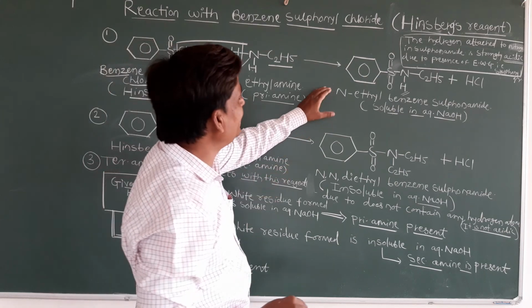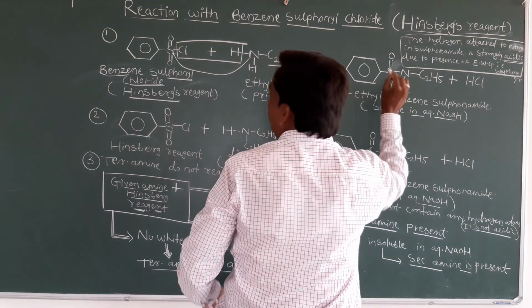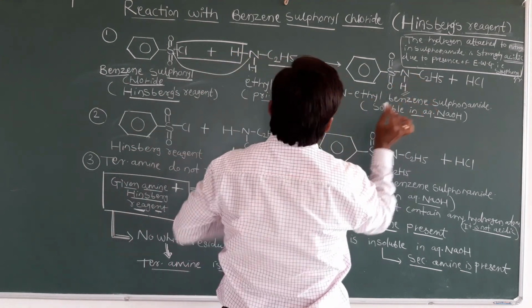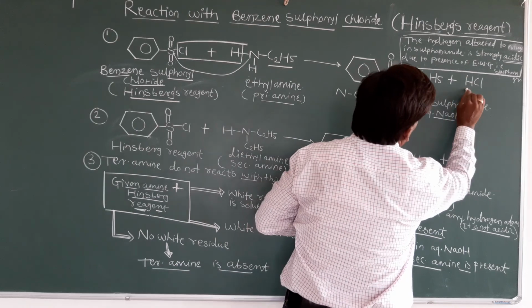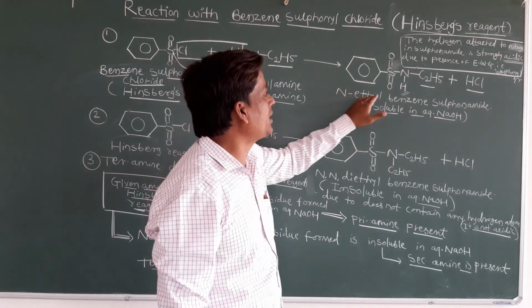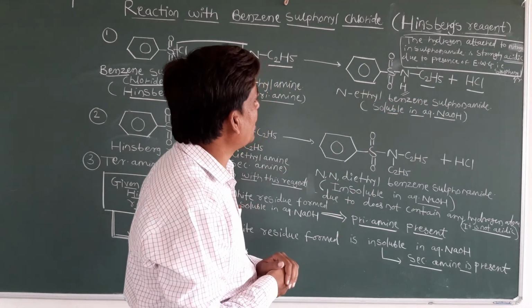So what we'll get here, just check it. This benzene ring as it is, then this S double bond O group as it is, then this NH, then this C2H5. And what remains here? Hydrochloric acid. So we can say it is N-ethyl benzene sulfonamide, where here we get a sulfonamide.